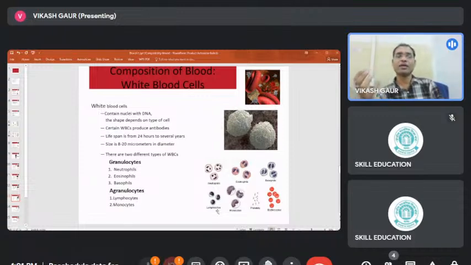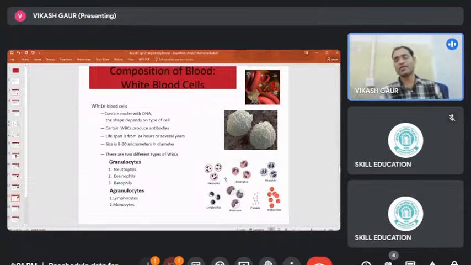Granulocyte cells have some granules in the cytoplasm of cells, but agranulocytes do not have any granules in the cytoplasm. In granulocytes, three types of cells are there: neutrophils, eosinophils, and basophils. You can see neutrophils, eosinophils, and basophils in the picture.